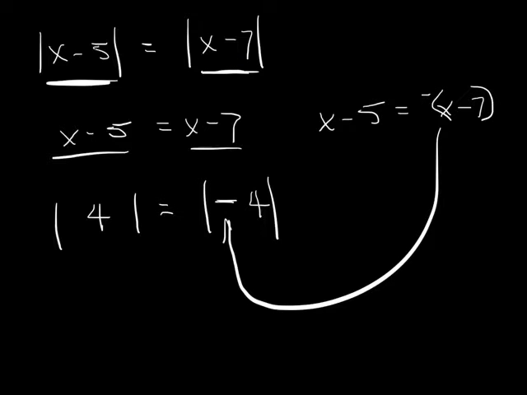So it could be 4 equals 4 or 4 equals negative 4. Always the opposite, because when you take the absolute value, they're both the same. Okay, so these are my two options right here. X minus 5 equals negative whatever x minus 7 is, or x minus 5 equals x minus 7.